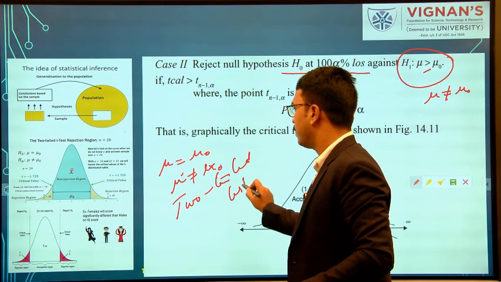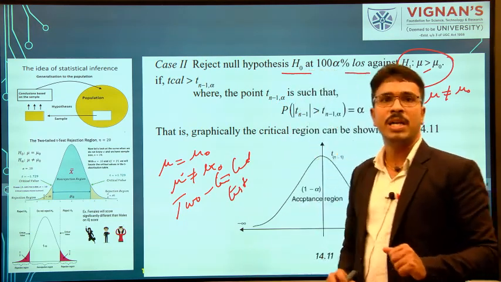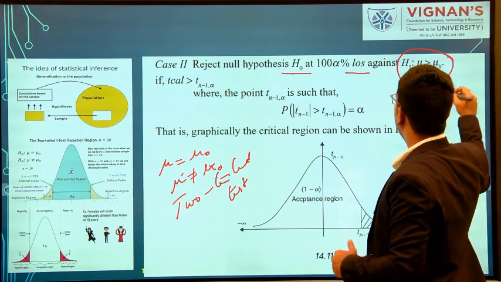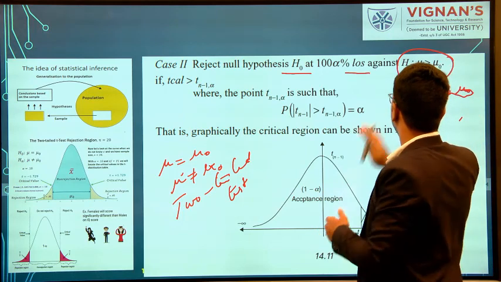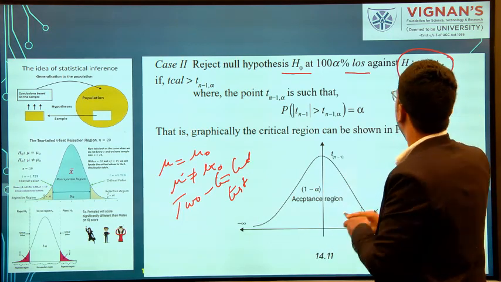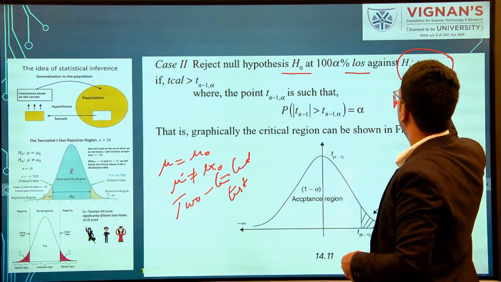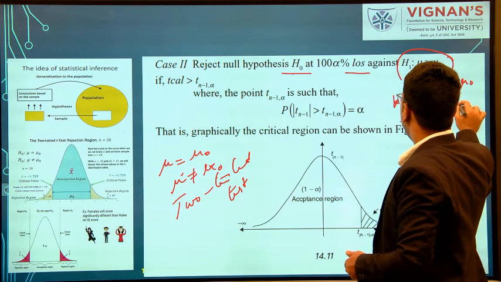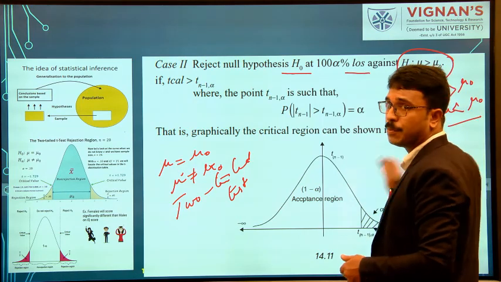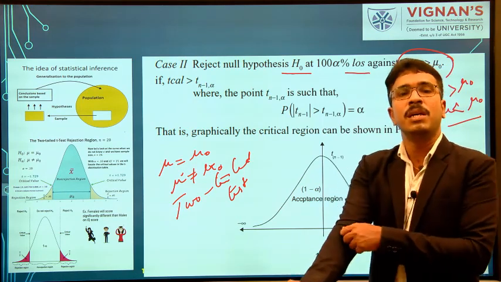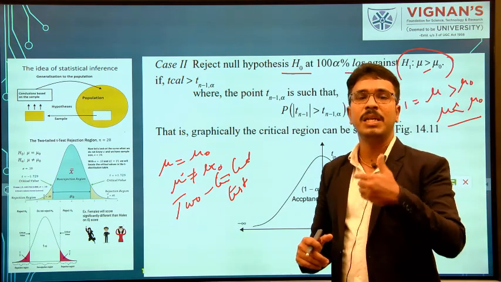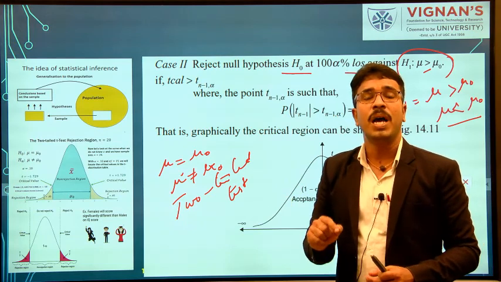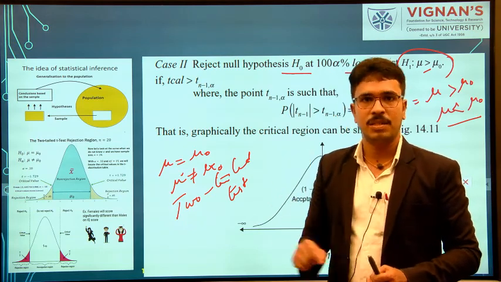When it comes to the one-tail test, that means the population mean may be greater than the expected value, or it may be less than the expected value. If that might be the case, you have to use the one-tail test.